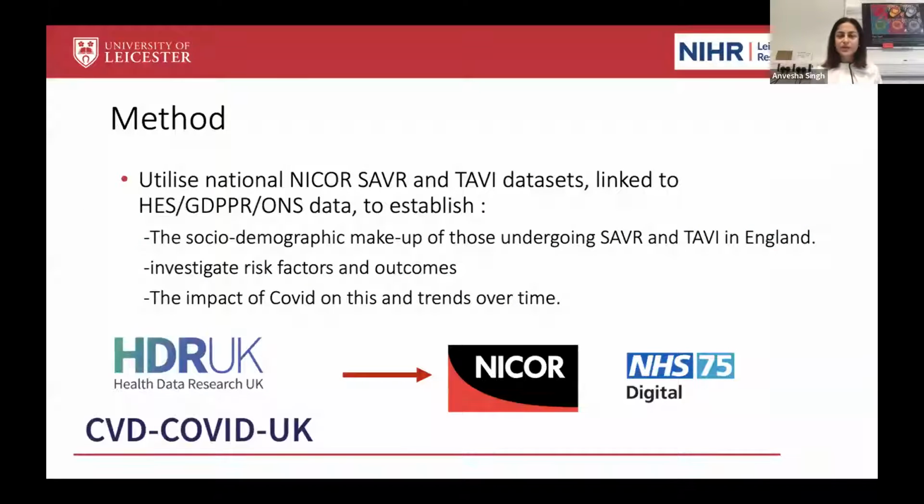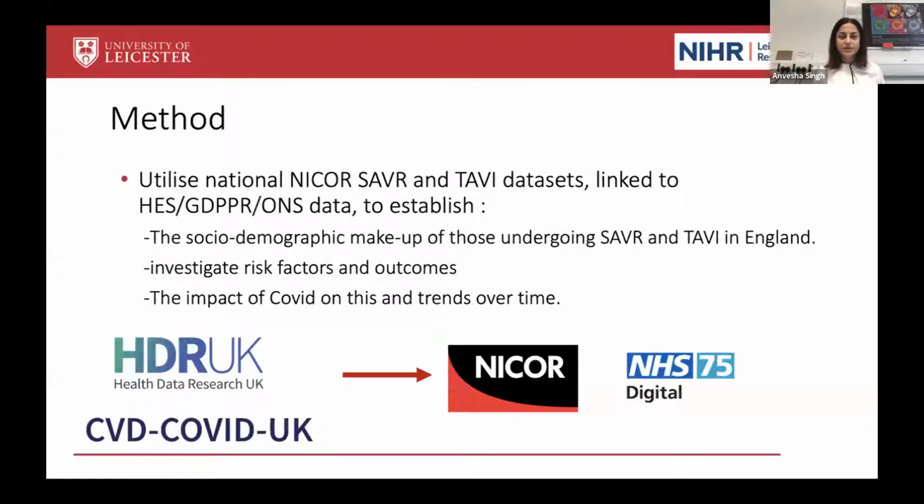We wanted to use national data sets to try and address this question and capture as many of the procedures as we can. So we want to use NICOR data sets, which capture all surgical aortic valve replacement and TAVI, but we also wanted to utilize the opportunity with HDR UK to link these data sets to other important sources, such as HES, GDPR, and ONS data, to improve the completeness of data as they may be missing fields, but also to get a greater understanding of the outcomes of these people as well.